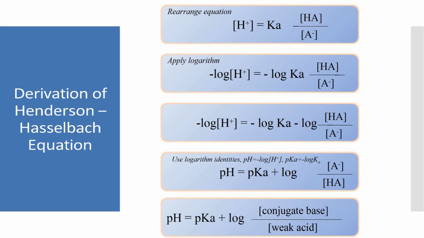Now we recognize that negative log of H plus is pH and negative log of Ka is pKa. This allows us to write pH equals pKa minus log of HA over A minus. Applying one more log identity, we finally arrive at our goal. pH equals pKa plus log of the concentration of A minus divided by the concentration of HA. Or more generally, pH equals pKa plus log of the concentration of the conjugate base divided by the concentration of the weak acid.